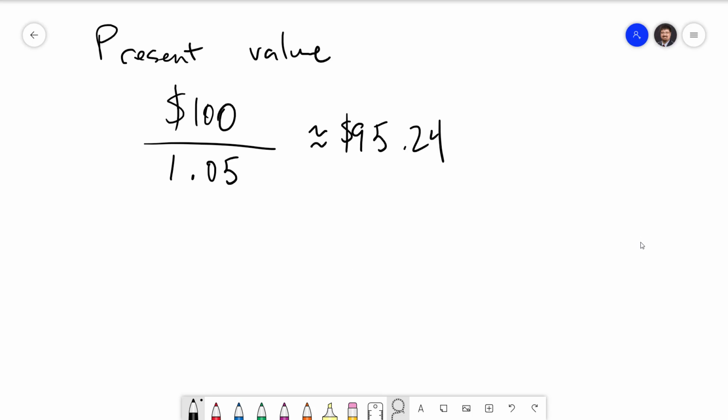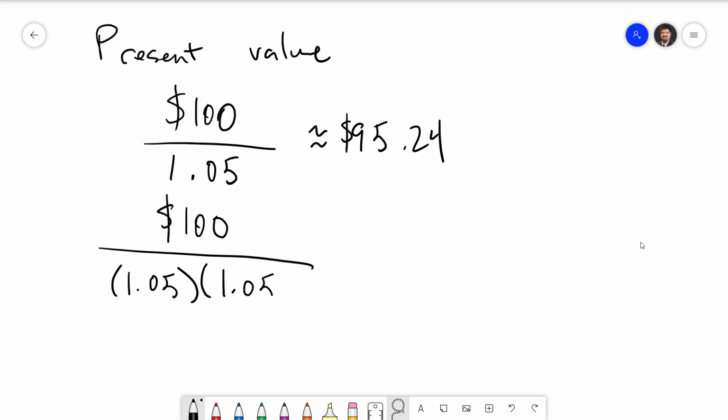Continuing on, if we were to instead receive the $100 2 years from now, we would be losing out on not just 1 year of interest, we would be losing out on 2 years of interest. So we're going to divide by 1.05 twice, and so that's going to give us approximately $90.70. So what we can see here is that the farther into the future we receive the money, the lower the present value is going to be. In this case, had we received $90.70 right now, we could save it for 2 years, and after 2 years it would grow to $100.